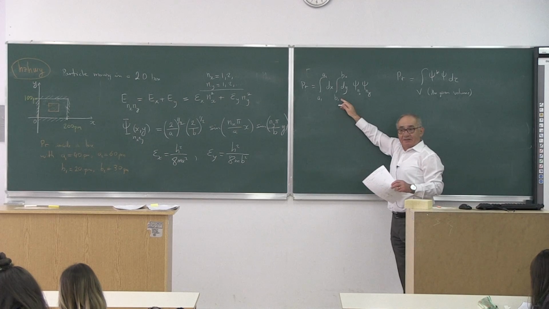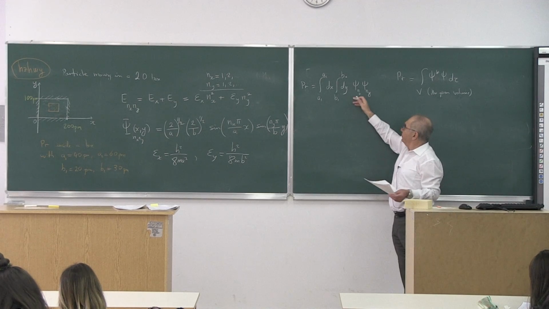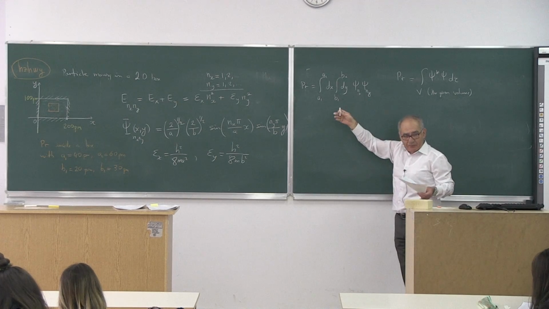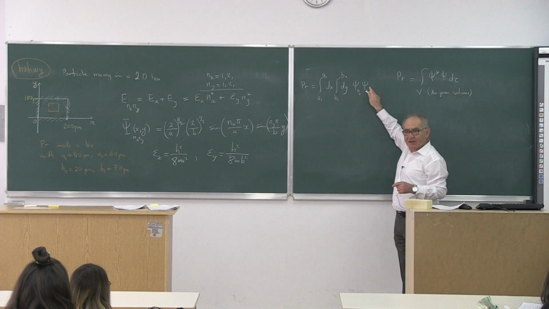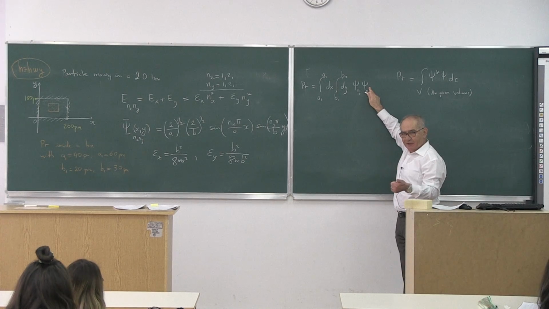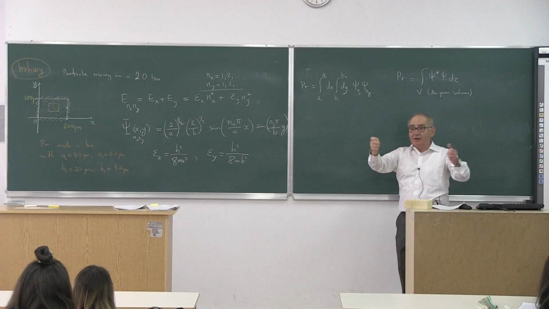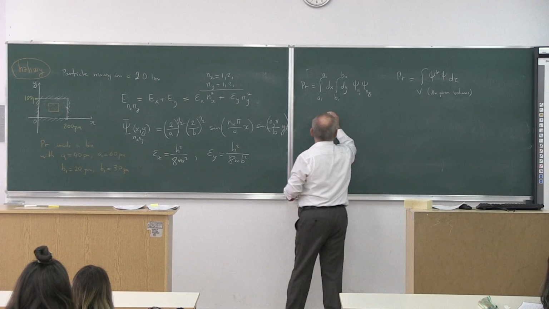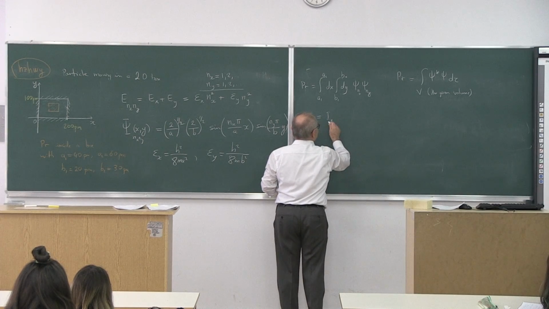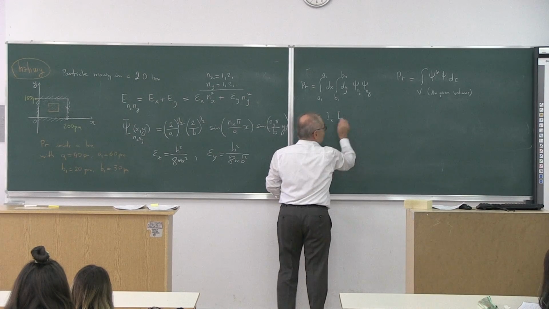this is a double integral. However, it's a simple type. Why? Because this factor contains only the x variable, the second factor contains only the y variable. Therefore, this integral is factorized. So we have integral with respect to x times integral with respect to y.